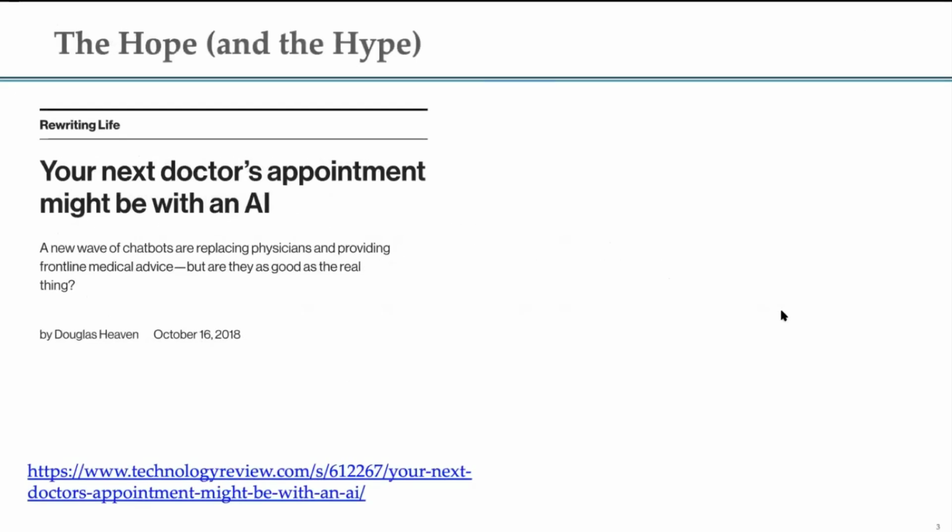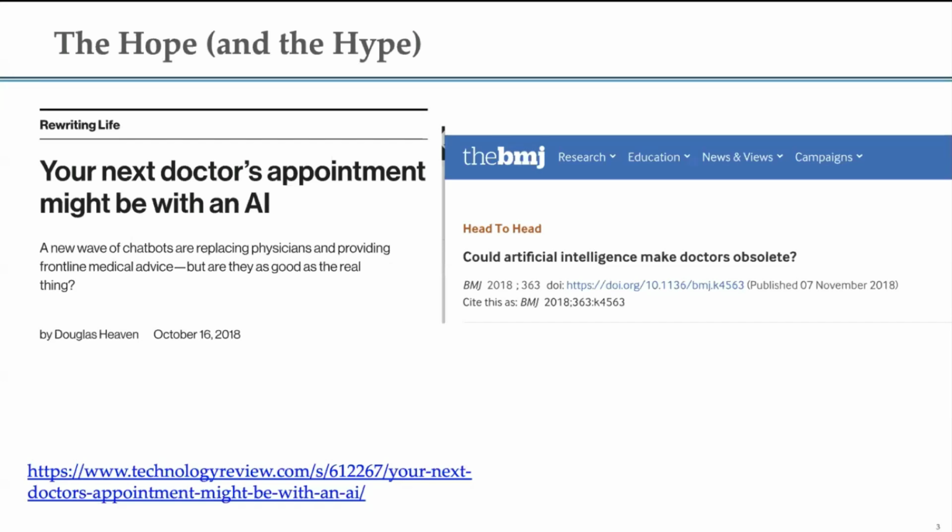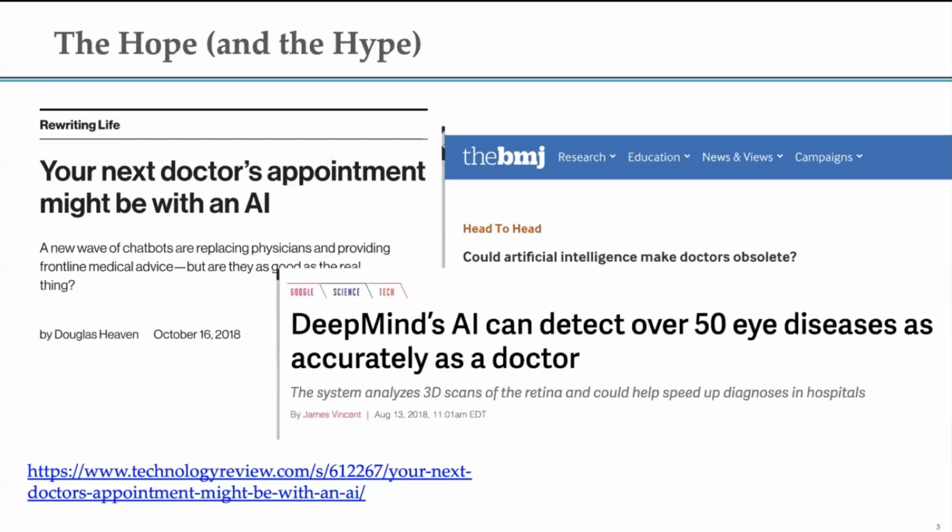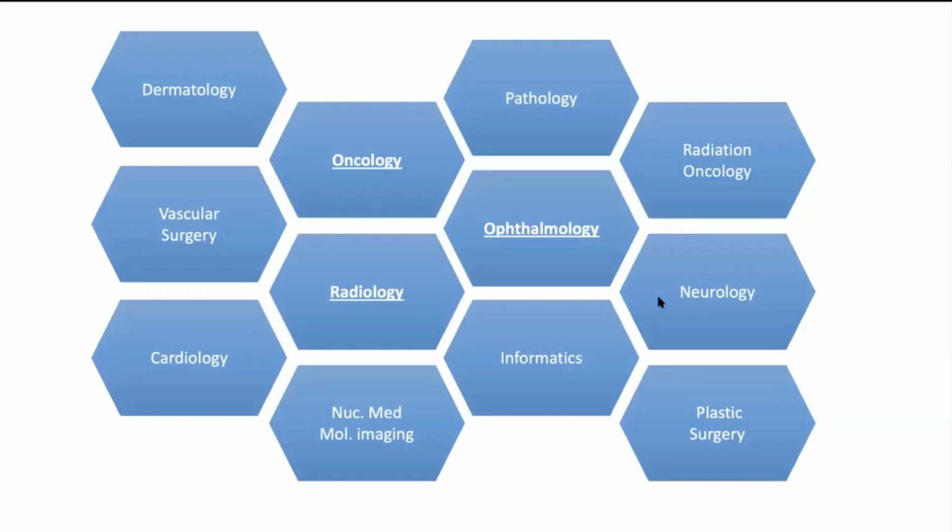As everyone I'm sure is well aware, there's a lot of hope and hype about what AI and some of these methods can do in the healthcare arena. You really cannot get away from reading about that in the news as well as in the technical media. So there's a lot of scope for these methods, especially in areas of medicine where medical imaging has a key role, and areas such as oncology, ophthalmology, and radiology are areas that we work on.